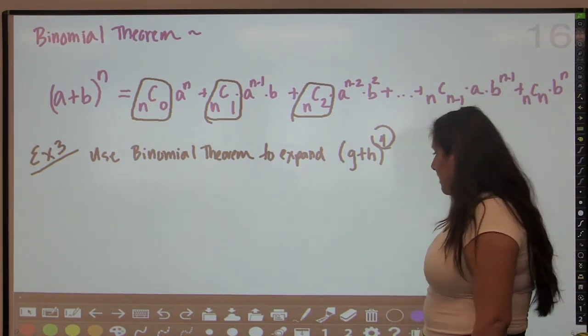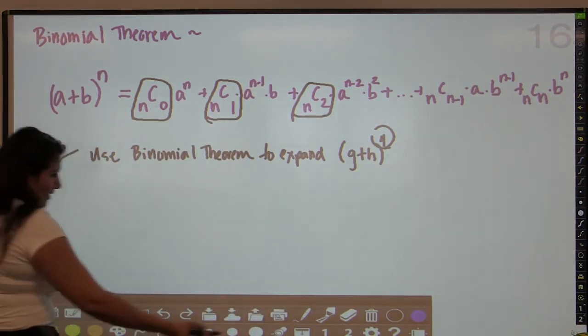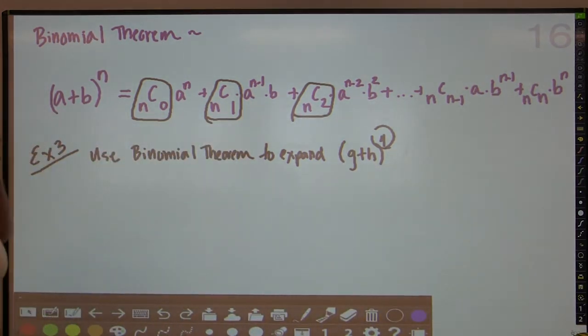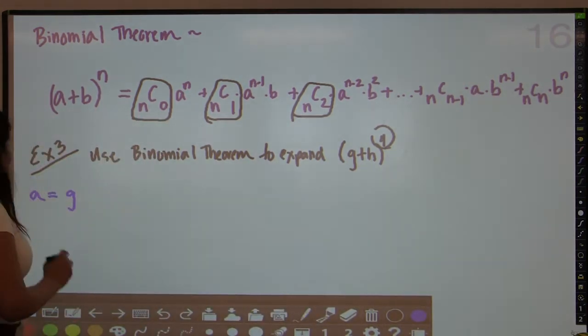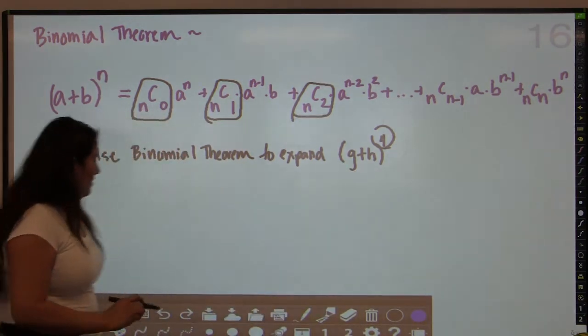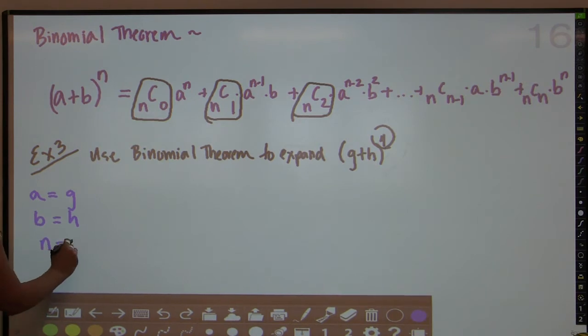So we're going to do this now, and I did this a little earlier, so I think I need to start way over here. What I want to do is this little guy here. First of all, we know that a, in our case, is g. And b is h. There's h right there. And the n, which is important, is 4. It's to the 4th power. Okay?